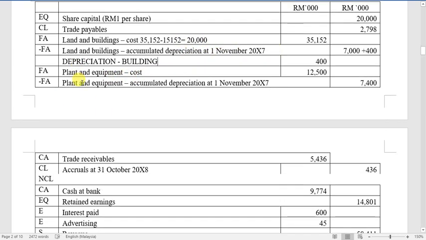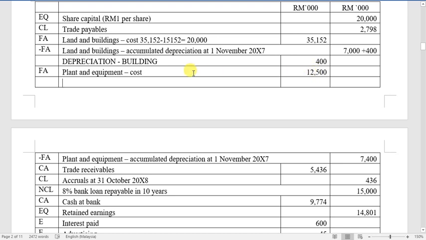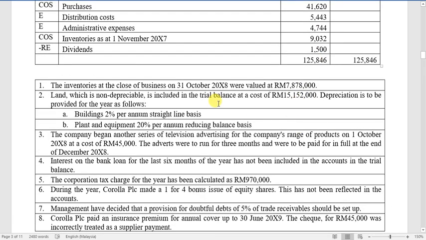How about plant and machineries? 500 minus 7,400, times how many percent? 20%. Equals to? Are you okay, guys? Yeah. So, okay. Now, this is the first adjustment.